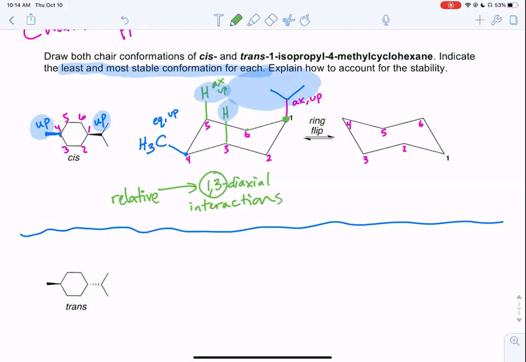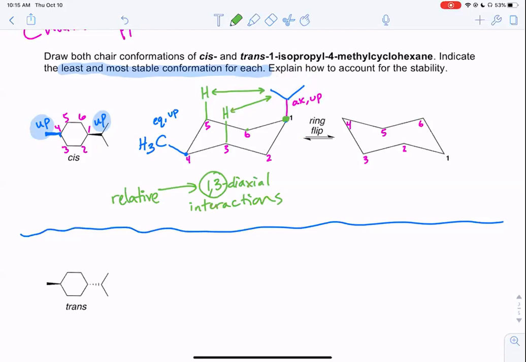There's actually 2 sets, right? So sometimes I think in the previous picture they just sort of drew it like this. They're bumping into each other, and then these other groups are bumping into each other. So whichever way you like with the shading stuff, but those are the 1,3 diaxial interactions.